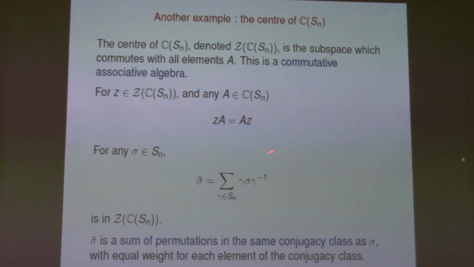One way to do it is you just take any permutation, sum over an arbitrary permutation in Sn, and average. So if you take some average like this, if you multiply from the right, you can redefine the gamma and bring it to the left, so this commutes with everything. This is some central element built from permutations by average. As you see, gamma sigma gamma inverse is in the same conjugacy class as sigma, so I'm summing over everything in a fixed conjugacy class.